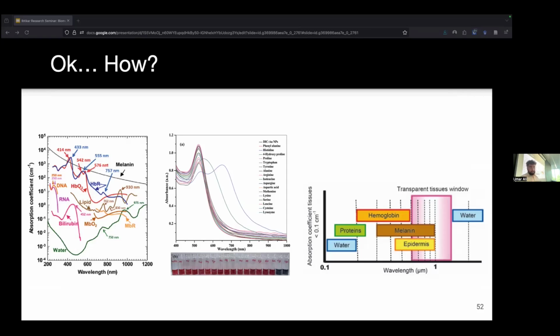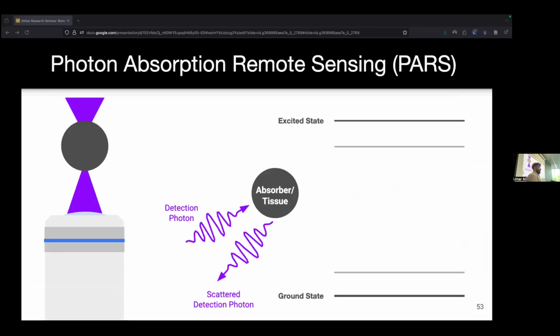But I'm mostly interested here because the DNA RNA is what's the most useful, especially in the context of cancer. And the way we leverage absorption is by doing this novel technology called photon absorption remote sensing, or PARS. PARS is our own lab's technology. Like we invented it, we founded it, we have a patent, everything.